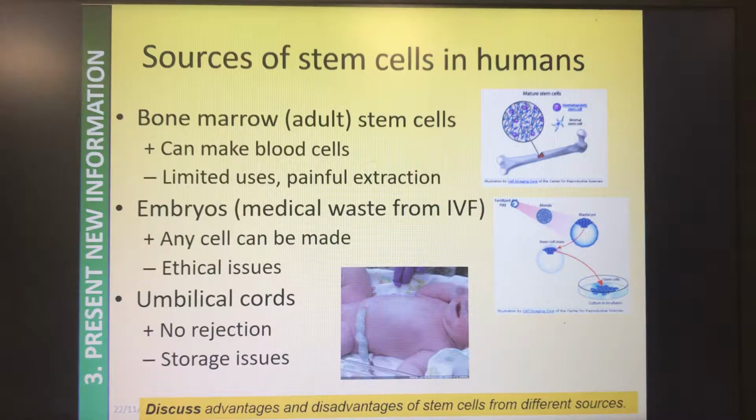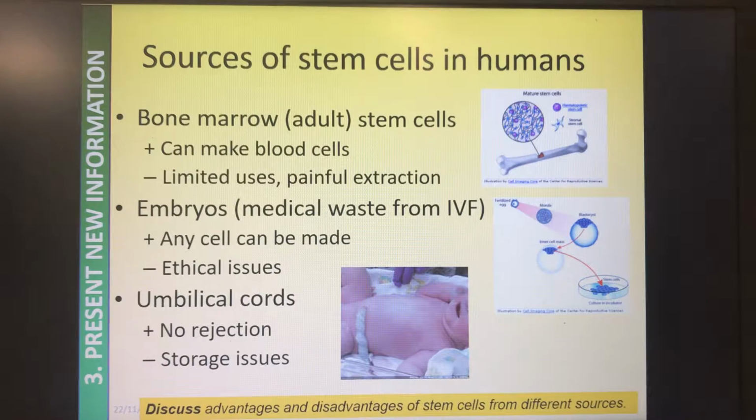So the good thing about that is an embryo, a fertilised egg, can be used to make any kind of cell we need. So it's really, really useful in terms of making lots of different kinds of cells. But there are ethical issues where people say that it's destroying a potential human life and that we shouldn't use them from embryos. The third option, which I think is really exciting, is the use of umbilical cords.